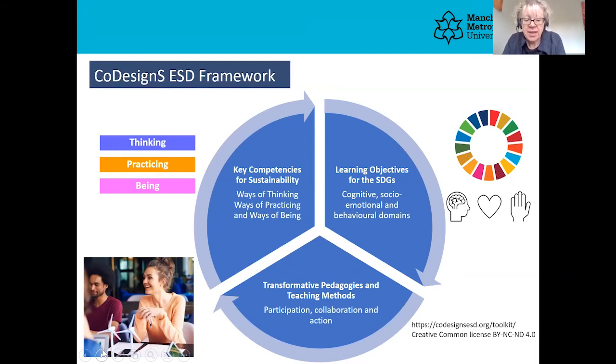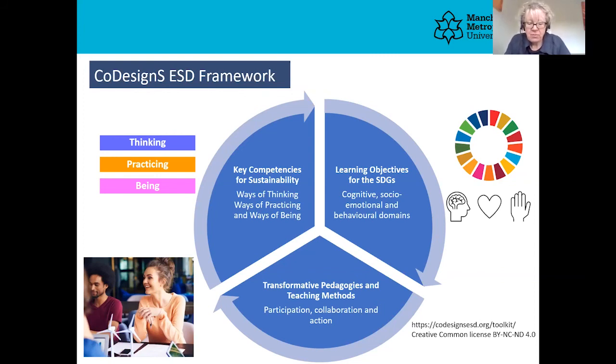So the Co-Design's ESD framework integrates 3 key elements in a practical toolkit. And these are available through Creative Commons if you're interested. So firstly, as I've shown here, the UNESCO key competencies for sustainability in terms of ways of thinking, ways of practicing, and ways of being are central to this framework. Secondly, learning objectives for the SDGs, targeting cognitive or head, socio-emotional or heart, and behavioural or hands domains to engage students in transformative educational experience.